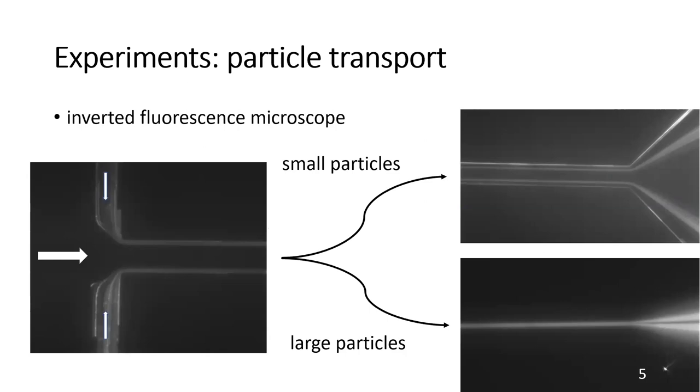To observe particle transport in experiments, we use an inverted fluorescent microscope. In the picture, we see the two streams, sheet fluid and sample. So the light part is the particles. And if the particles are small, they stay along the wall, and if they are larger, they are centered in the channel.